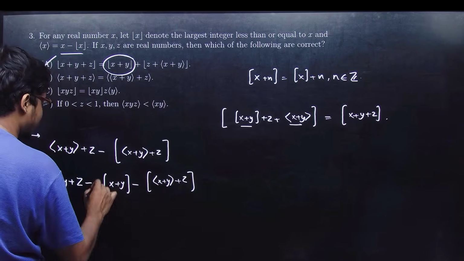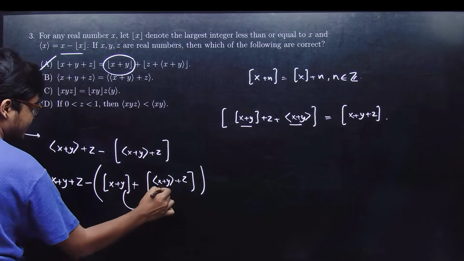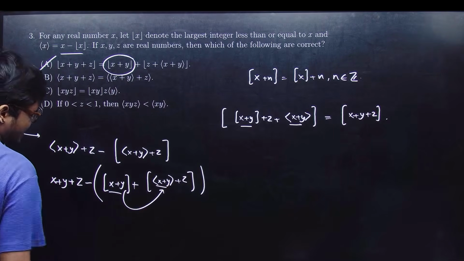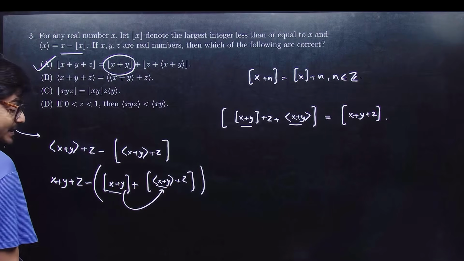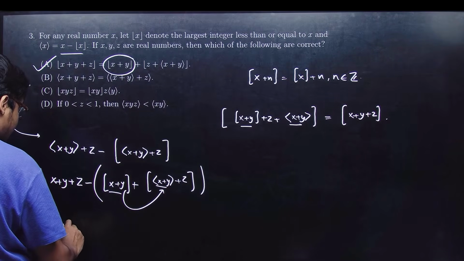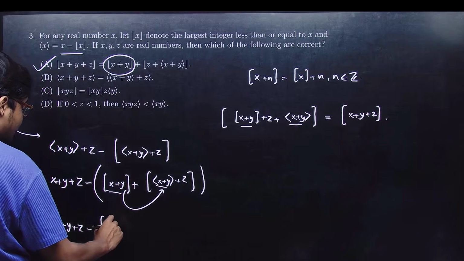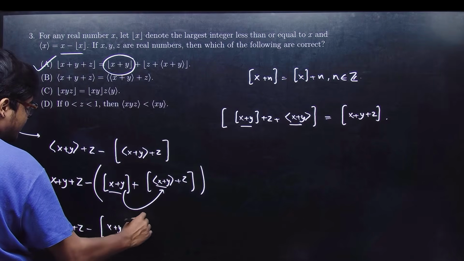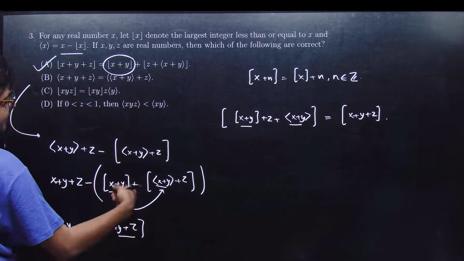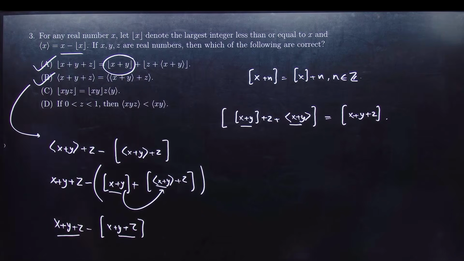Again, if I take this minus sign common, I'll get a plus here. Send this inside. x plus y plus fractional part of x plus y is giving you x plus y, right? This will turn into x plus y plus z minus box of x plus y plus z. Think of this as a number, so the number minus box of it is going to be the fractional part of it, which is precisely my left hand side. So B is also correct for us, right?